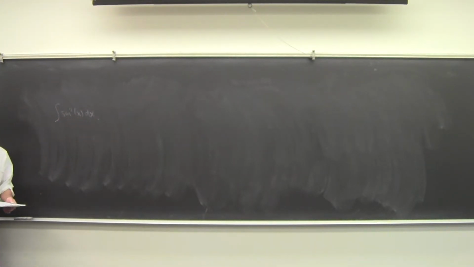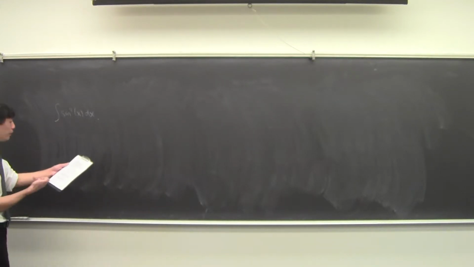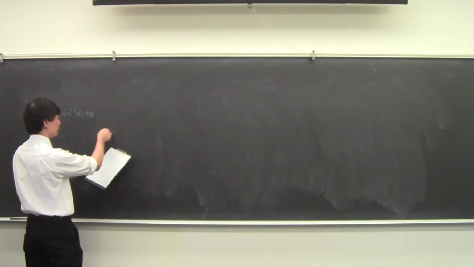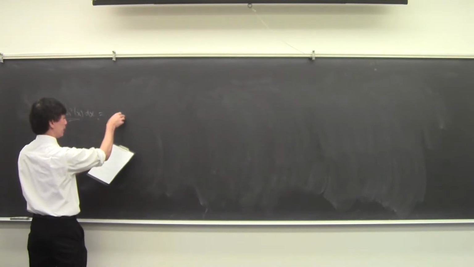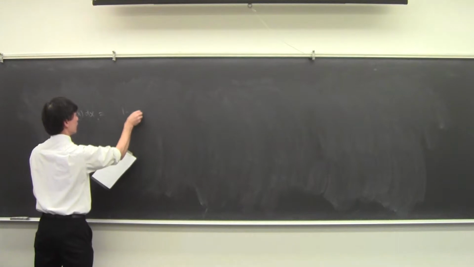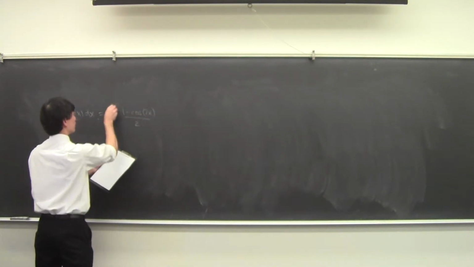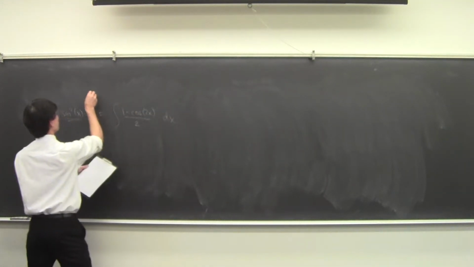One trick that actually is useful, that you'll see a lot of, is the following. What happens if you have sine squared? For this, use a trigonometric identity. Sine squared is actually the same thing as 1 minus cosine 2x over 2. So you just use a trig identity.